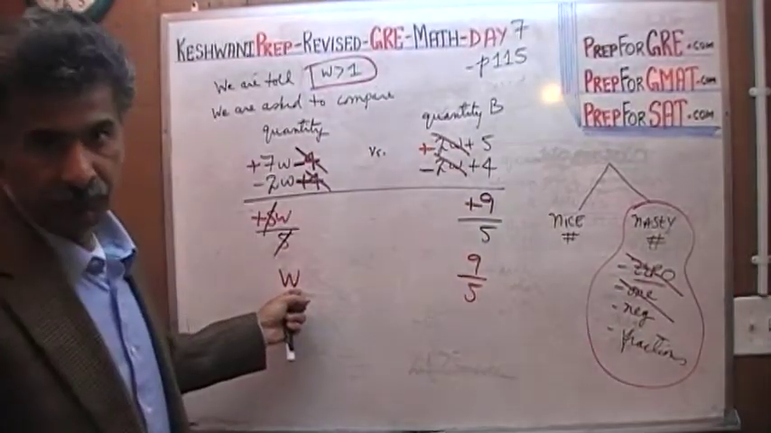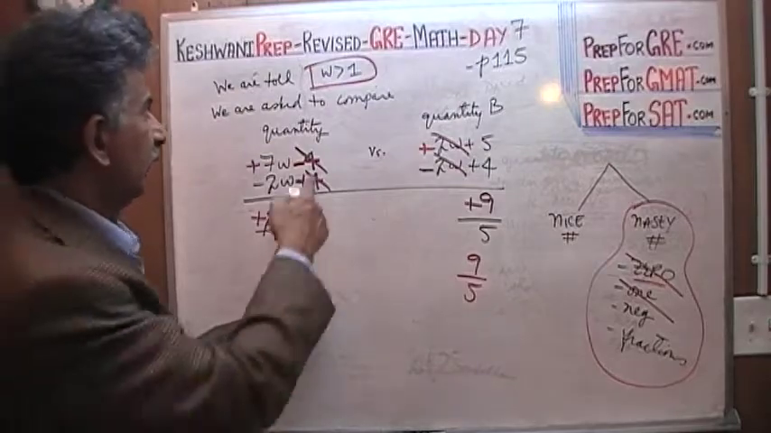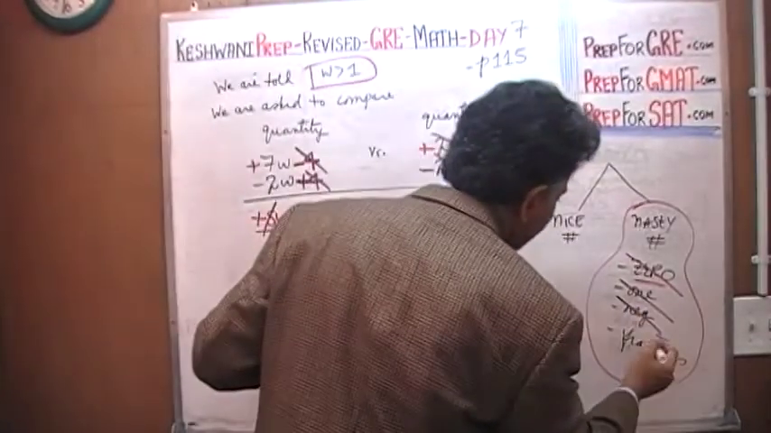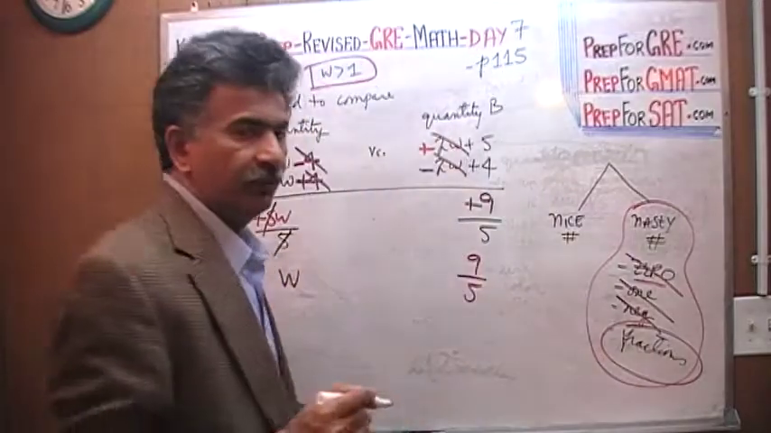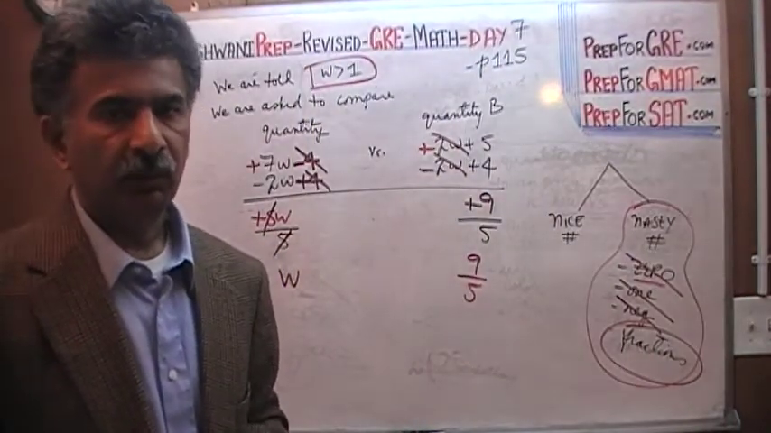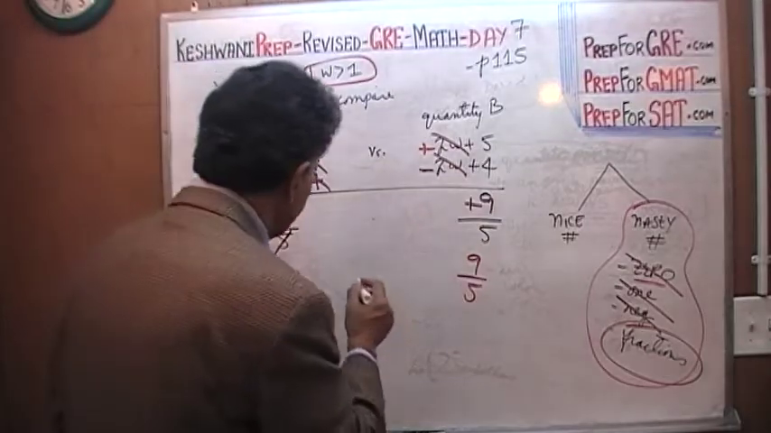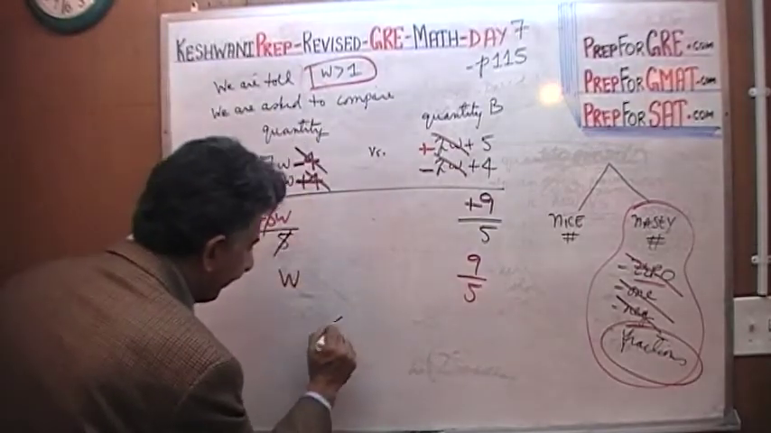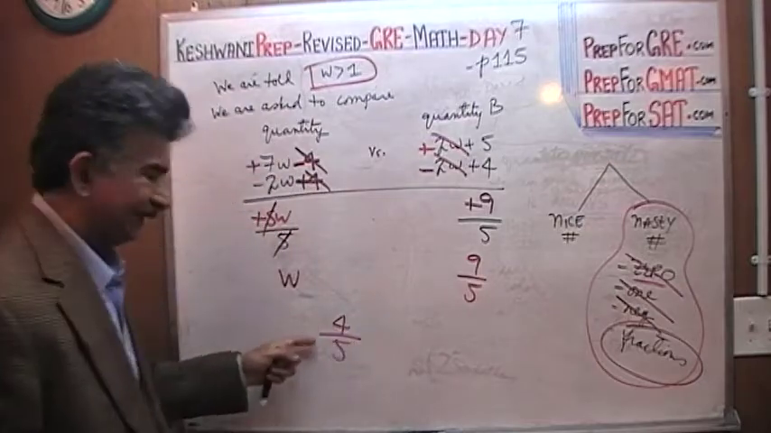Can W be a negative 2? Of course not. W cannot be negative because we are told that it is more than 1. But can it be fractions? This is where things get tricky. Because when we talk about fractions, we're not talking about proper fractions. A proper fraction is where the top is less than the bottom.